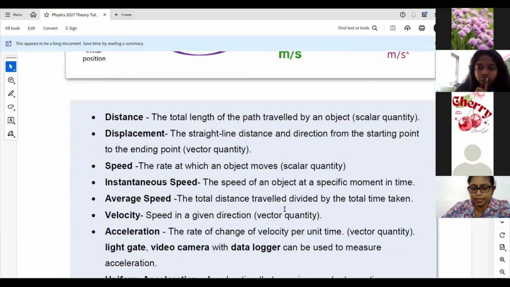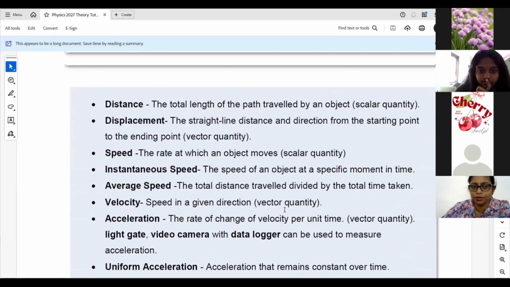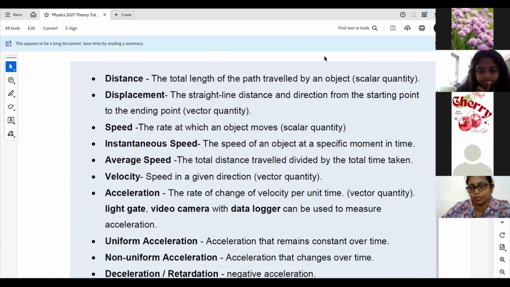Then there are some definitions in our syllabus. They can ask this in the exam. Sometimes there can be a 1 mark question asking you to explain what is distance and what is displacement. In physics, although we are giving you the definition, you can write your own explanation also. In most of the questions, they are asking what do you mean by speed, what do you mean by the instantaneous speed, like that. So you can use your own words, but the idea should be the same.